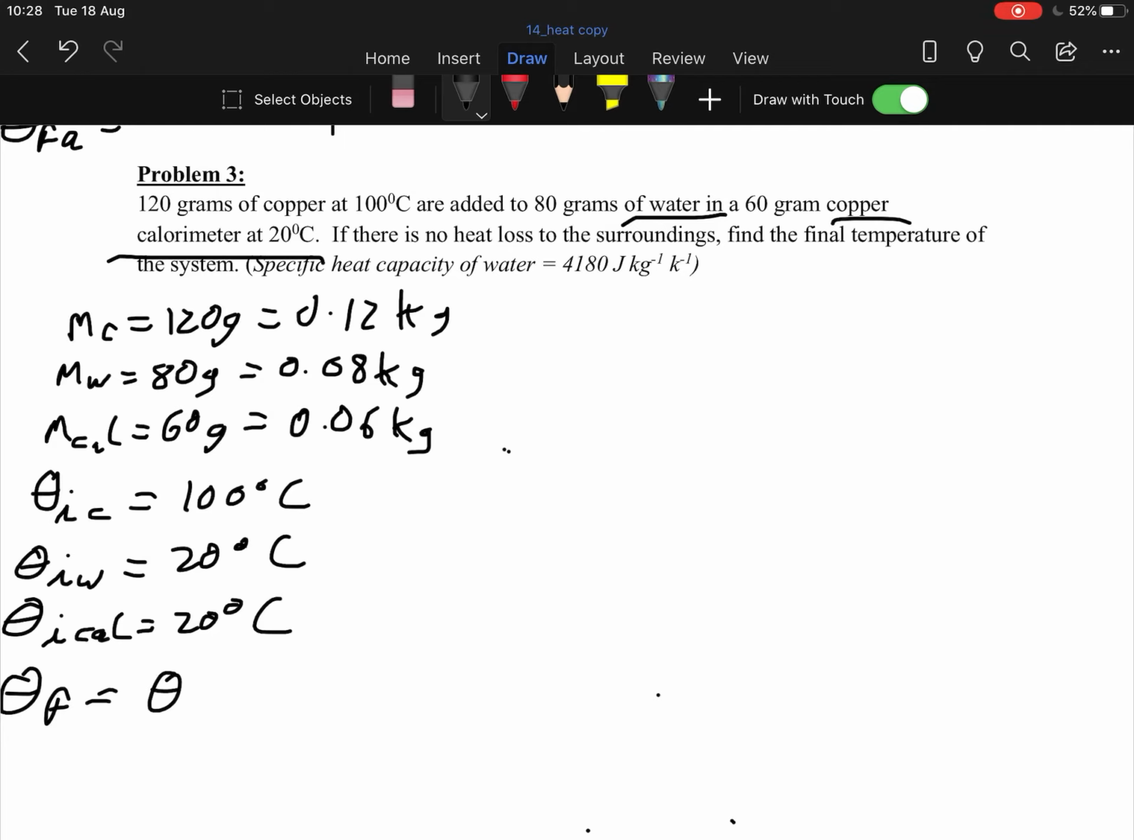And heat capacity of water is 4180, and heat capacity of copper, what did we say in the previous question? 390, okay? So they're all our values. So you write them all out on the left-hand side.